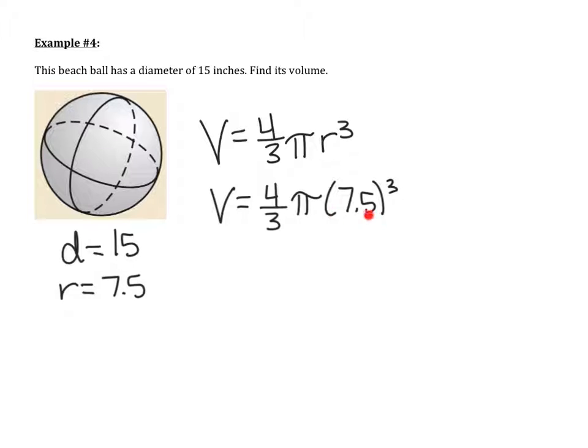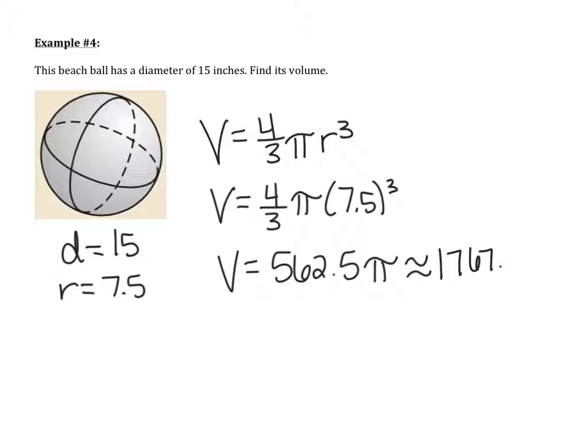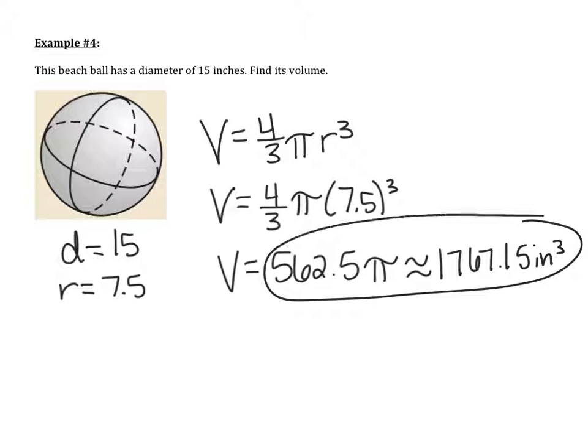So I'm going to type in 7.5 cubed in my calculator and then take that times 4/3, which gives me 562.5 pi. So there's my exact answer, because again, it's not telling me to round to a certain decimal place or leave it in terms of pi. So I'm just going to do both. So again, I have 562.5 pi, and then a decimal approximation. I'm just going to take the 562.5 times pi in my calculator to get about 1,767.15. We were told the diameter was in inches, so this would be inches cubed for my final answer.